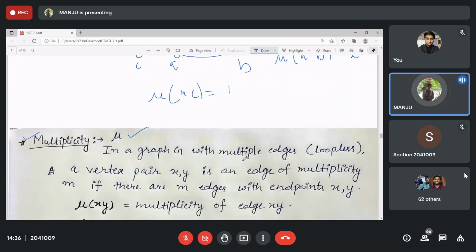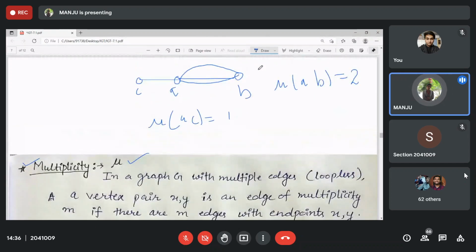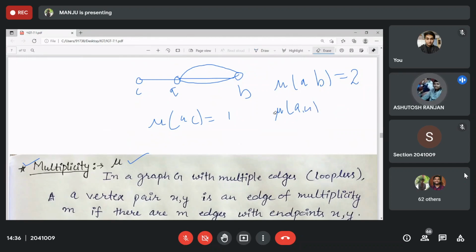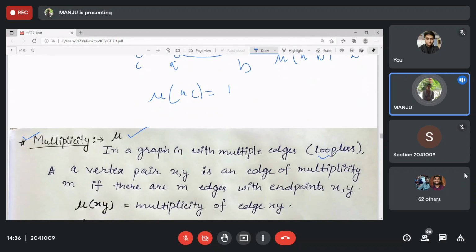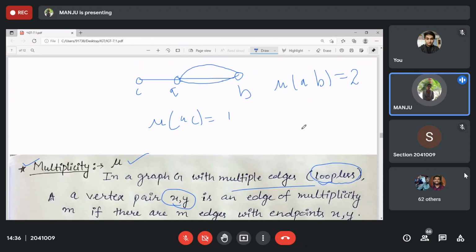In any graph, this should be loopless. Otherwise, what do you do? The multiplicity of A and A, right? B and B. In general, any vertex B and B. So this is the loopless graph we consider. In this one, multiple edges we counted. That will be your multiple edges with the vertex pair x and y, with the endpoints x and y. That will be your multiplicity of this edge.